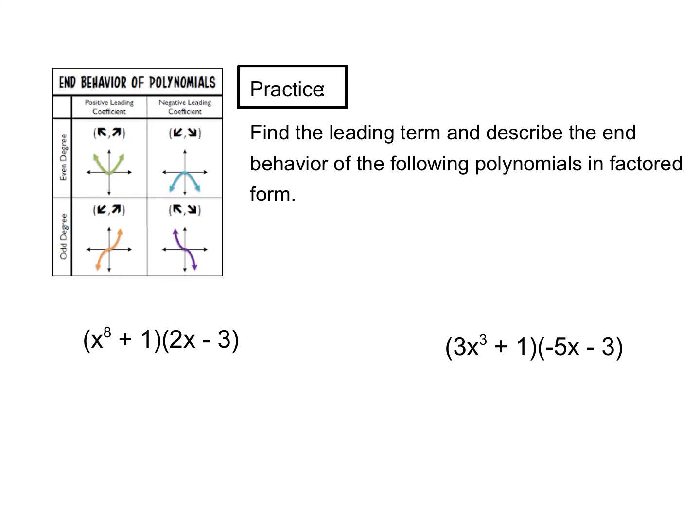So in these practice problems, it says find the leading term and describe the end behavior. Okay, so once again, I could FOIL this whole thing. I could go first, inner, outer, last. I could get this really long polynomial, okay? But there's an easier route.